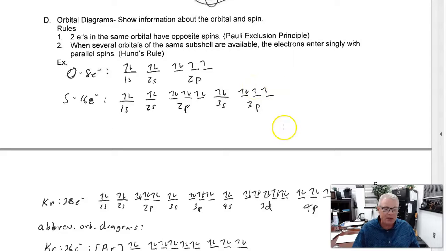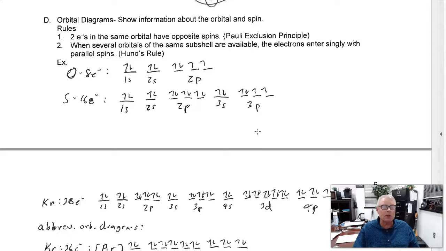That's the orbital diagram. How do you check your work? Count your little arrows. If it adds up to 16, I guess you did it right. So 2, 4, 6, 8, 10, 12, 13, 14, 15, 16 arrows, 16 electrons. Each one of those arrows is an electron. There's your orbital diagram. Okay?